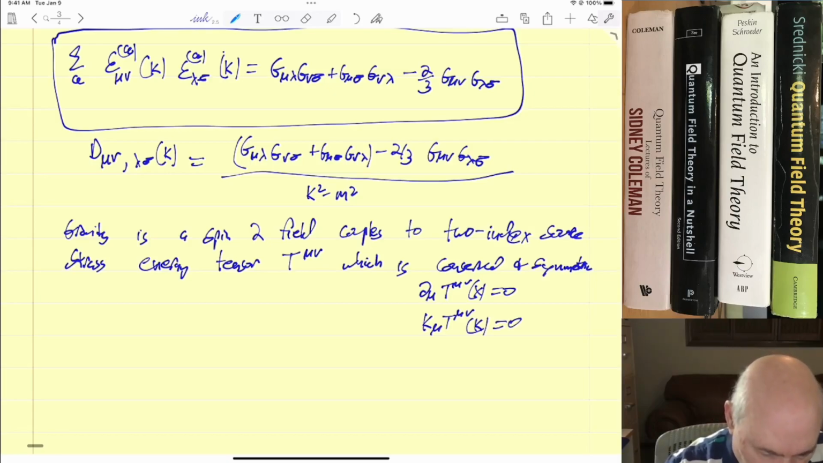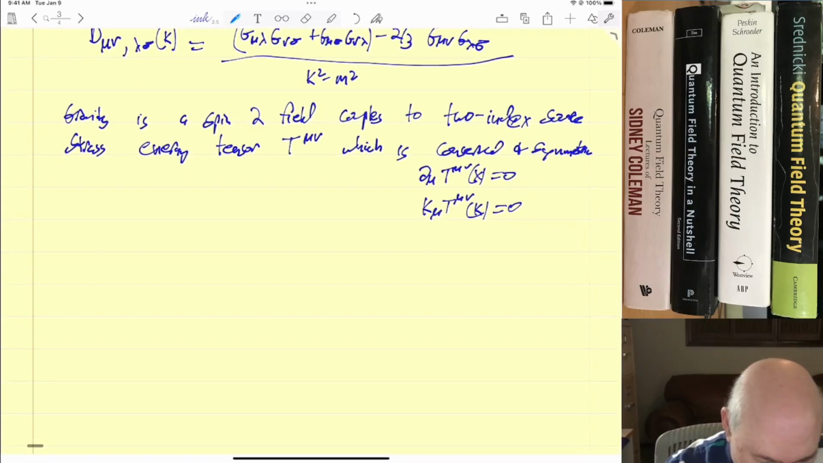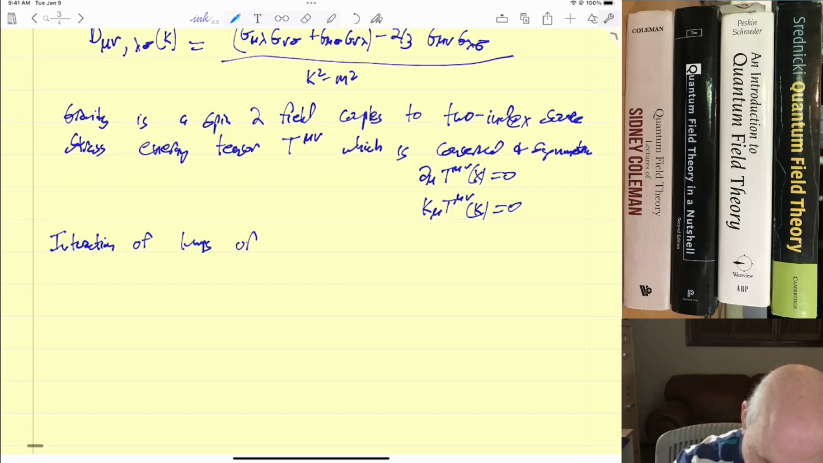Okay. Now usually our general result for W, in complete analogy with the scalar and vector cases, the interaction of lumps of stress energy is given by W of T. T here is the stress energy tensor, not the time as it was before.